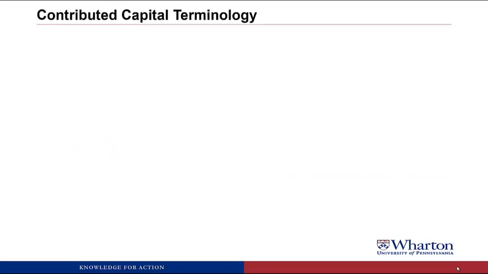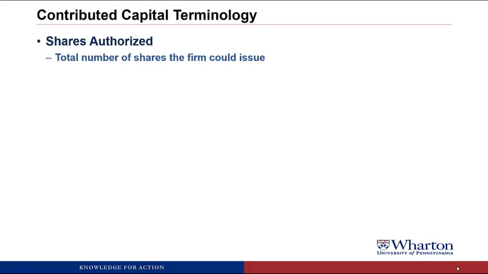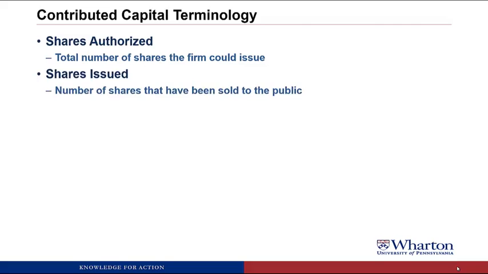There's some key terminology that we have to keep track of when we're looking at contributed capital like common stock and preferred stock. First term is shares authorized. These are the total number of shares that the firm could issue. This is often determined in the corporate charter or by the board of directors, and it doesn't mean a lot. It just means that the management could go out and issue new shares up to this limit, and then they'd have to go and try to get permission to issue more shares.